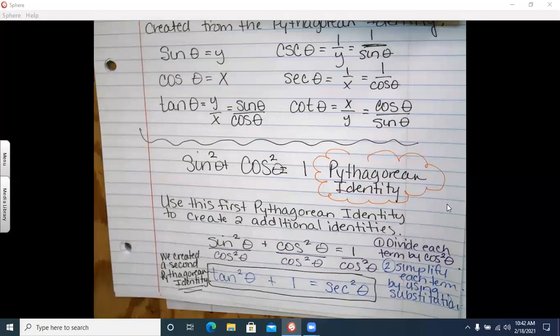All right, everybody cool with that? So to create the third Pythagorean identity, we're going to kind of do the same thing, but instead of dividing each term by cosine squared of theta, what do you think we're going to do? We're going to divide by sine squared of theta.